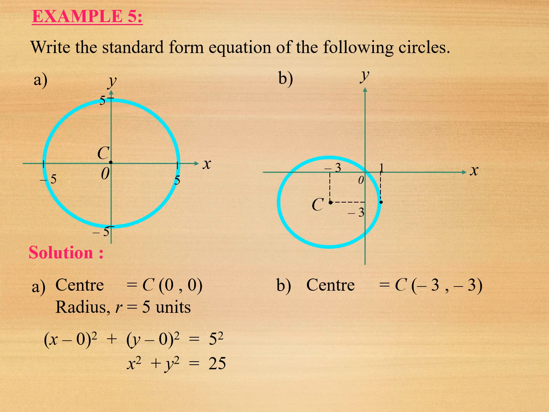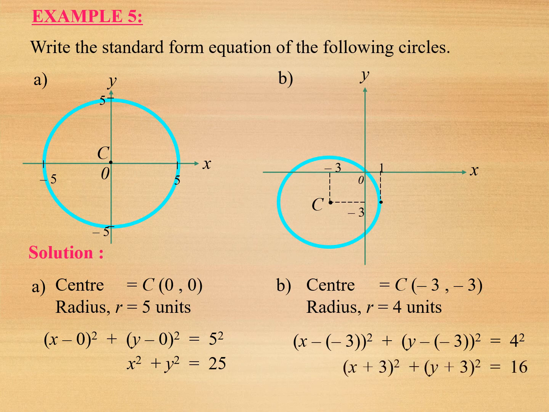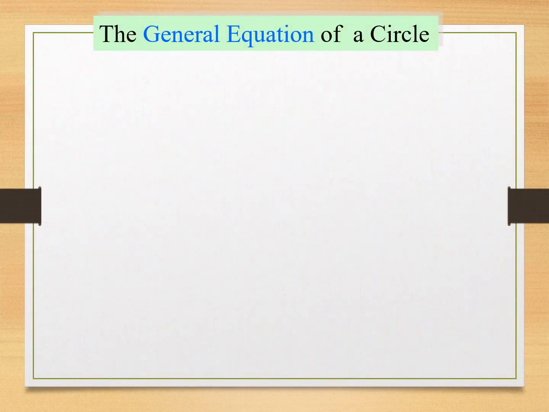Center (-3,-3). Radius equals 4 units. (x minus negative 3) squared plus (y minus negative 3) squared equals 4 squared. It gives us (x plus 3) squared plus (y plus 3) squared equals 16. The general equation of a circle.